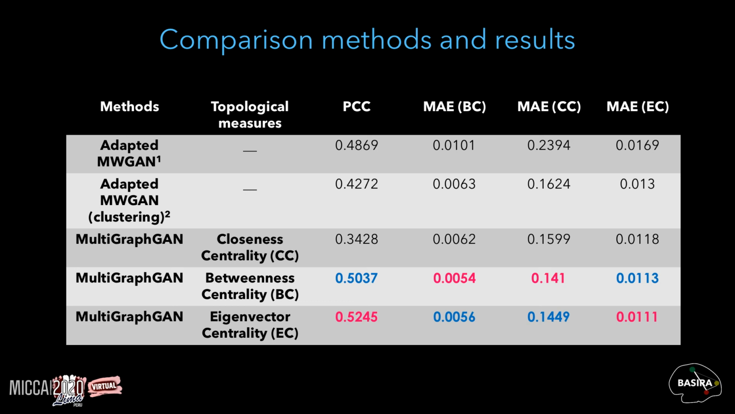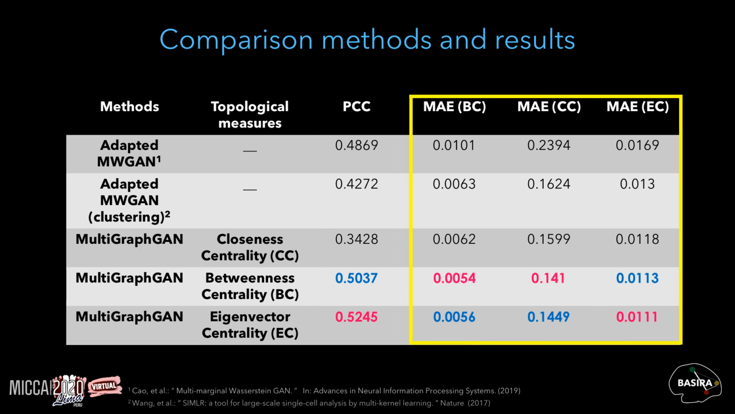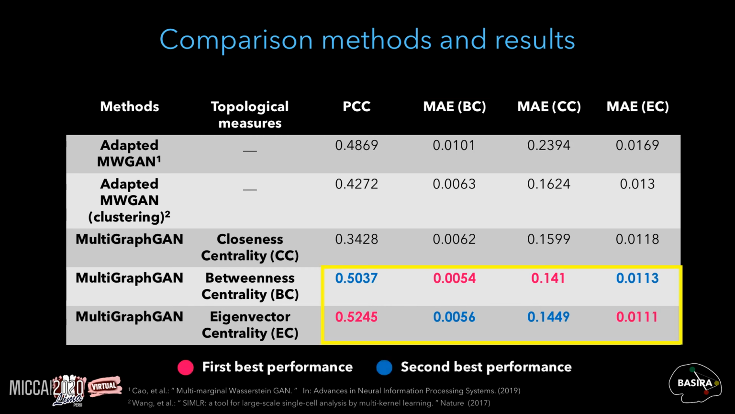We compared our MultiGraphGAN against 2 baseline methods and its 3 updated versions. The first baseline method has the same architecture of MWGAN, but we neither included the clustering step nor our proposed topological loss function. The second one is a variant of the first method where we add the MKML clustering of the source graph embeddings. And the 3 updated versions are mainly our MultiGraphGAN models learned using 3 different centrality measures: closeness, betweenness, and eigenvector centralities. We report for each of these 5 methods the Pearson correlation coefficient between the ground truth and the predicted graphs, and the mean absolute error between the ground truth centrality scores and the predicted ones. We can see that with both evaluation metrics, our MultiGraphGAN framework outperformed the comparison methods.